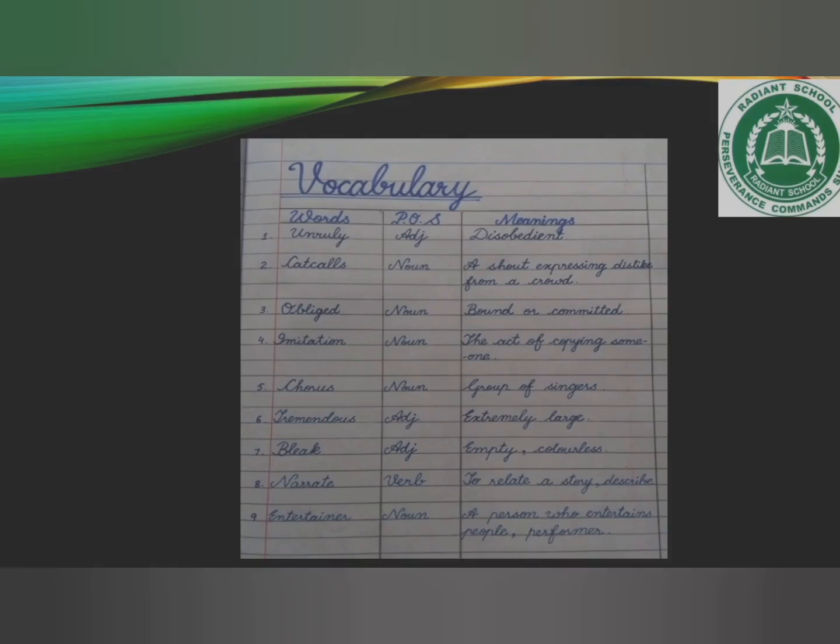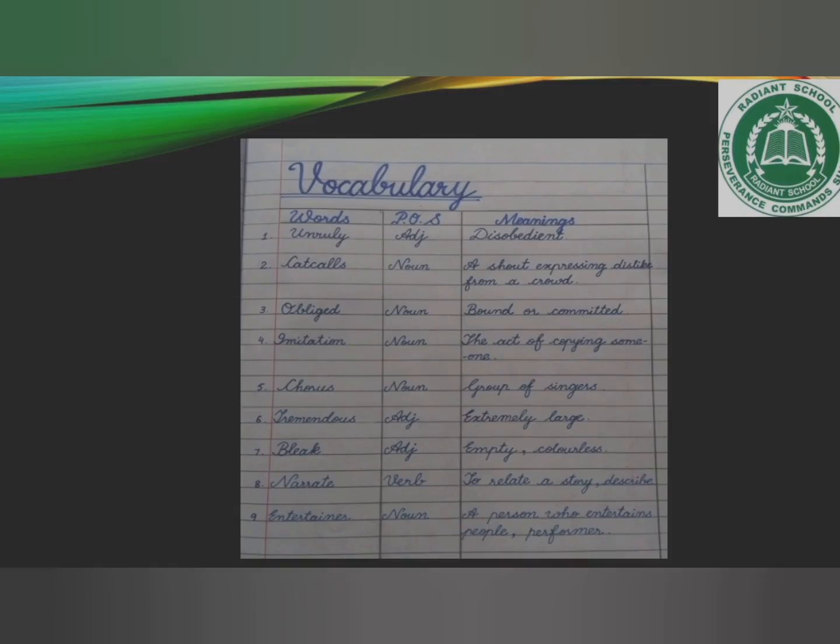Next word is catcalls. These are unpleasant sounds. It means that it is a noun. What is the part of speech? Noun. So write the detailed meaning: a shout expressing dislike from a crowd.